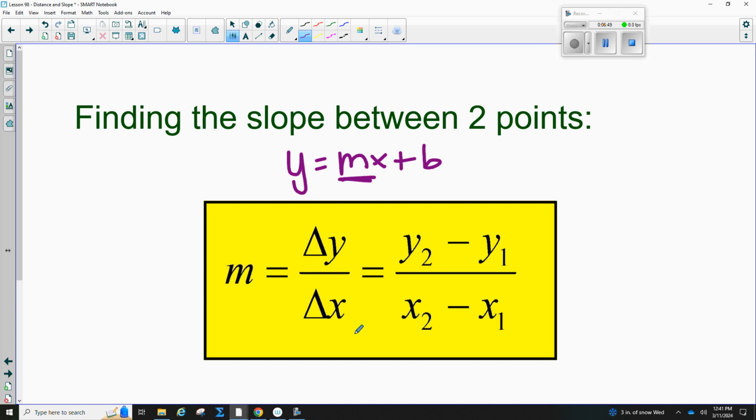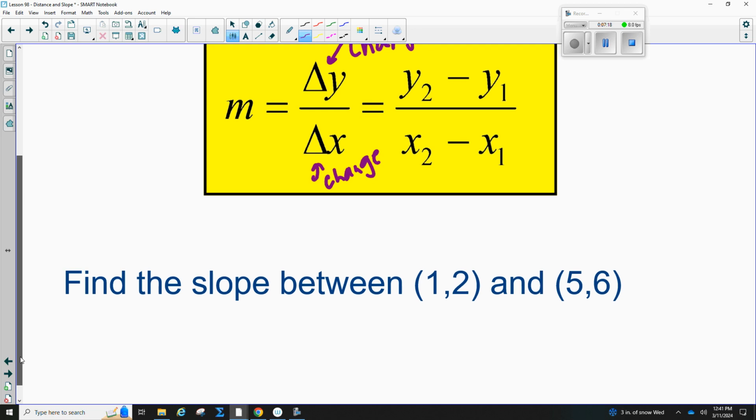Okay, so write it down like this. M equals, this little triangle means delta y, or change in y, over the change in x. So we do y2 minus y1 over x2 minus x1. And that will tell us how tilted the slope is. The rise over the run. So let's find the slope between 1, 2, and 5, 6. So we do y2 minus y1 over x2 minus x1.